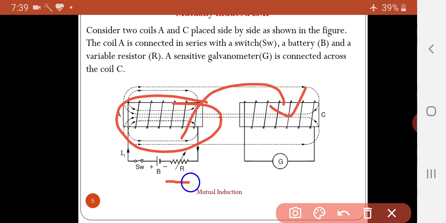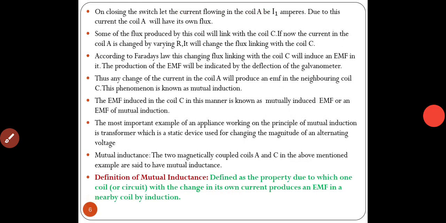So if you vary the resistor and change the current flowing through the coils, then the magnetic flux will also change accordingly. And then because of that, we have the changing flux linking with the coil C. According to Faraday's law, some of the flux produced by this coil will link also with coil C. This changing flux linking with the coil C will induce an EMF in it. The production of the EMF will be indicated by the deflection of the galvanometer.